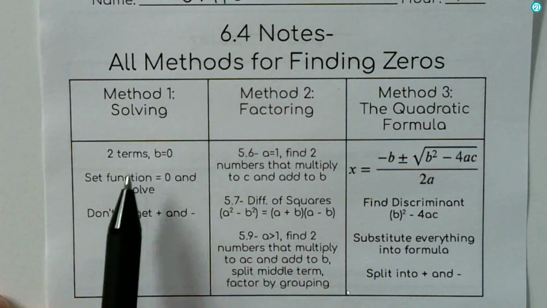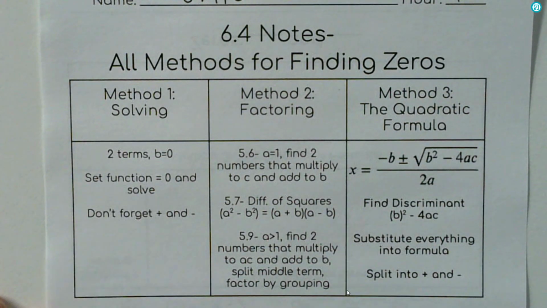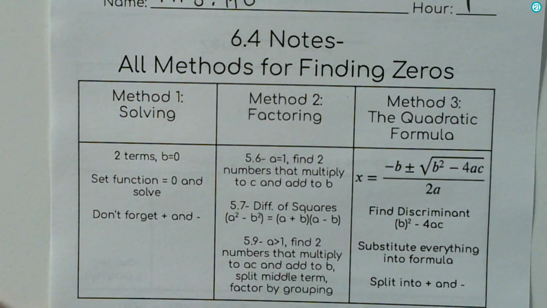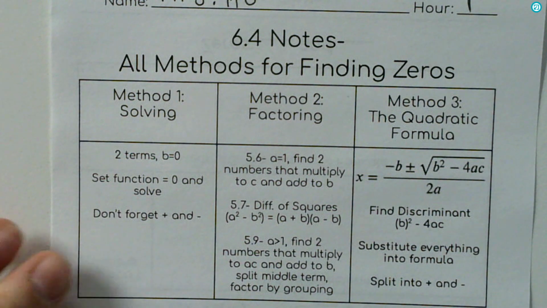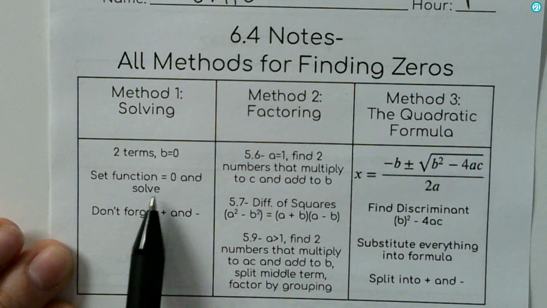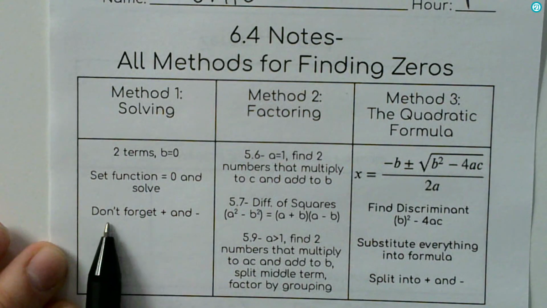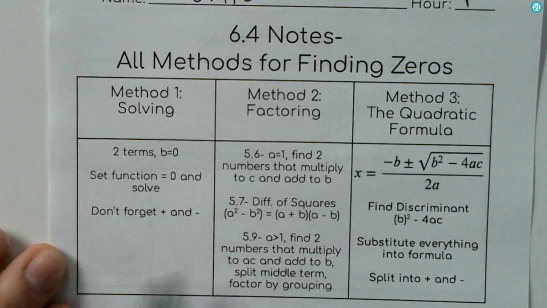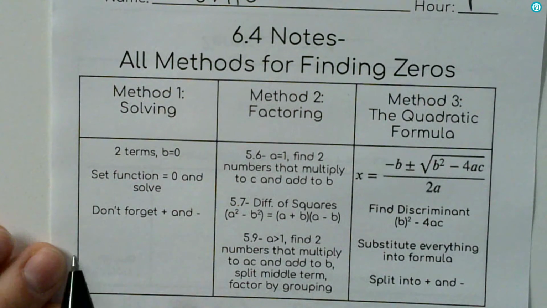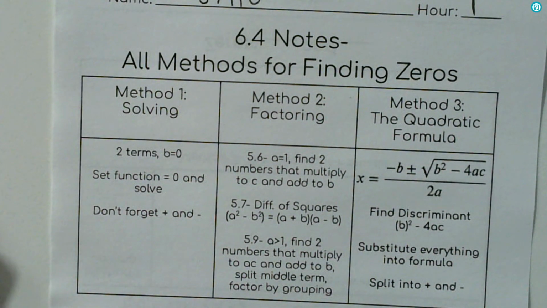Method 1, we have two terms, but b is 0. So in order to solve, b has to be 0. We set our function equal to 0 and we solve. And then don't forget to add that positive and negative. So that's method 1: set it equal to 0 and solve it like a regular equation.